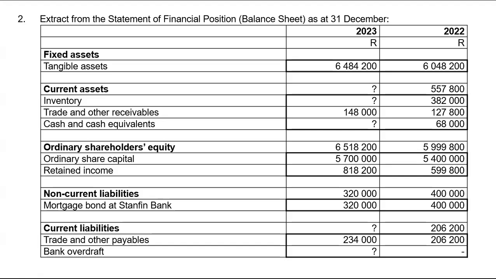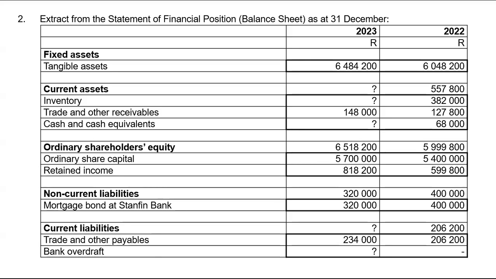And this is what people normally don't remember, that ordinary shareholders' equity is made up of ordinary share capital as well as retained income. That's it. And fortunately, here we're given ordinary share capital and retained income for both years. Then we've got our non-current liabilities. You will notice that here our mortgage bond at Stanfin Bank has gone down. Will that affect interest? I don't know. I'll have to read further, right?